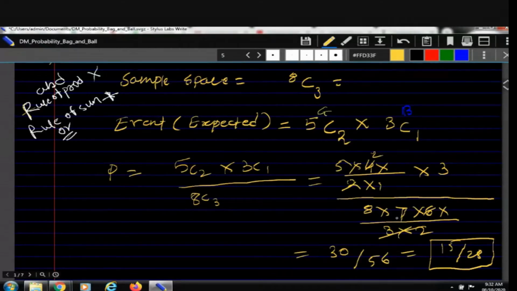Check whether my calculation is correct or not. Maybe some mistakes can be there. So let us check again. 5 into 4, 5C2, 5 into 4 into 3 factorial. 3 factorial will get cancelled. 2 into 1. 3C1 is 3.